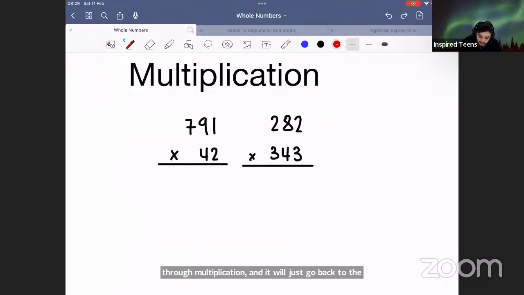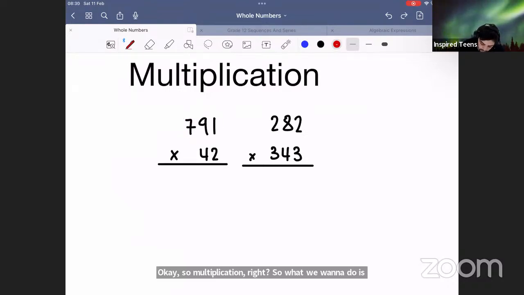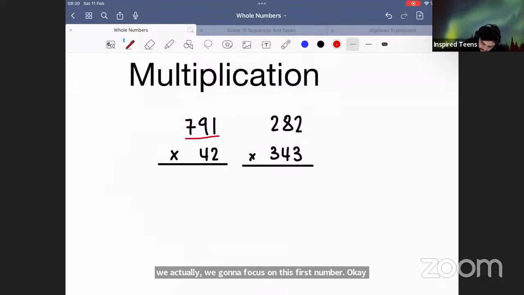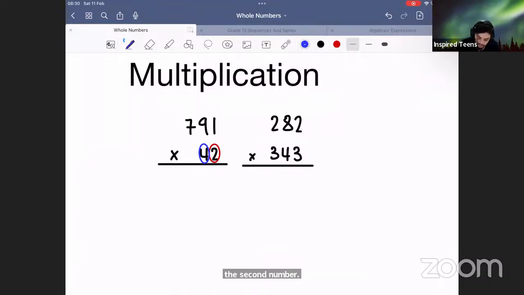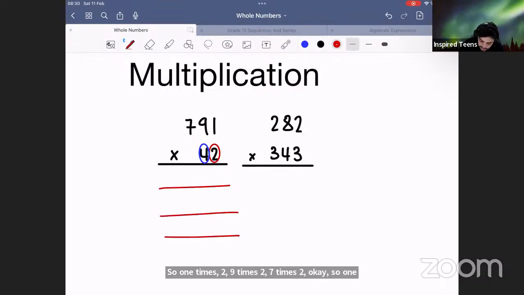Okay, so multiplication. What we want to do is focus on the first number. We're going to take all these values and multiply them initially by the 2 of the second number. Then secondly, we're going to multiply them by the 4 of the second number. In the first column is where we're dealing with multiplying by the 2. So 1 times 2, 9 times 2, 7 times 2. I'm going to write it on this first column, then I'll have a second column, then I'll have my answer.